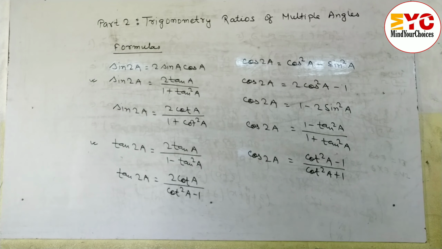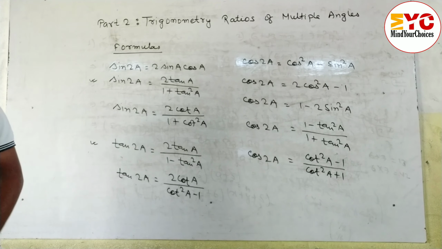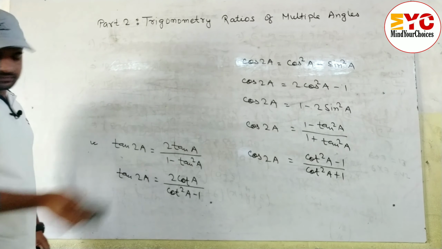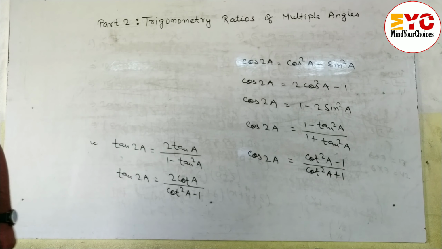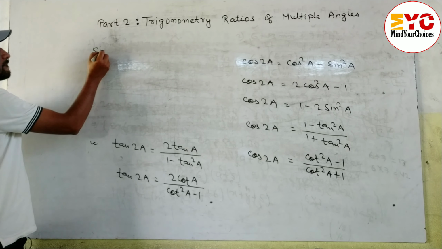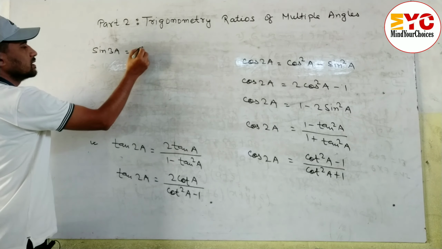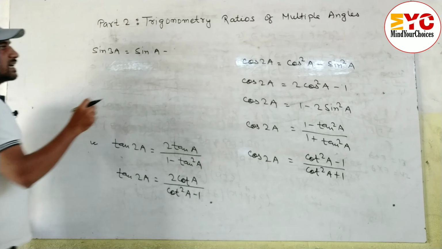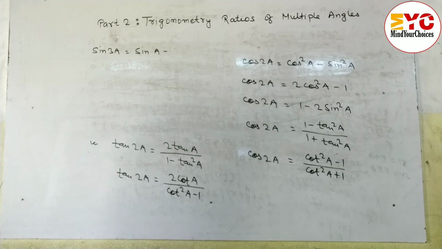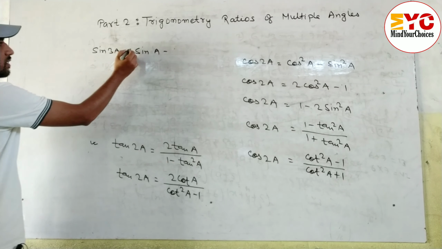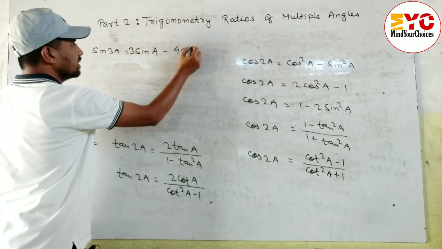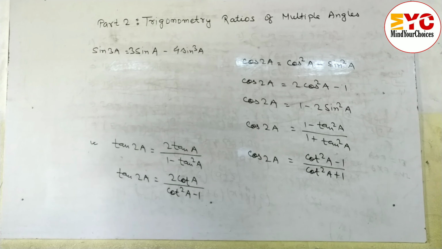Now I will provide you the sine 3a, cos 3a and tan 3a formulas. Now the sine 3a formula. Sine 3a formula is 3 sine a minus 4 sine cube a. You have to write 3 sine a minus 4 sine cube a.